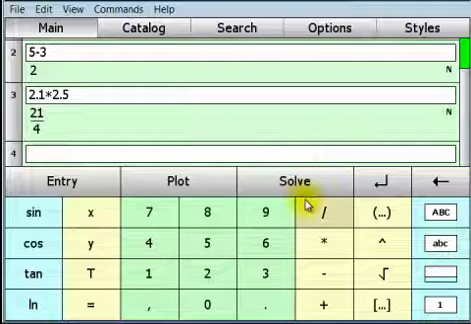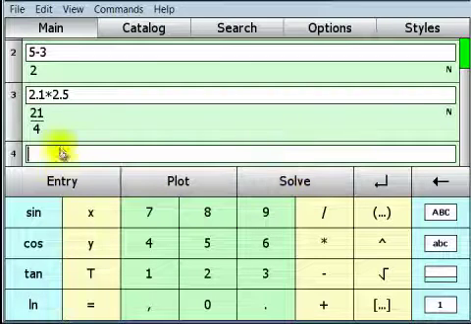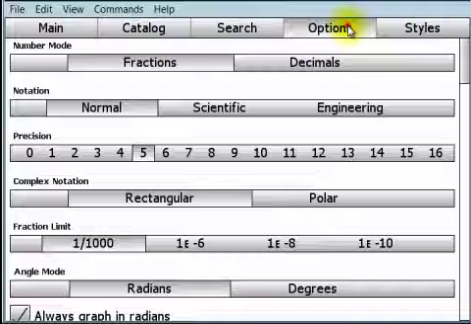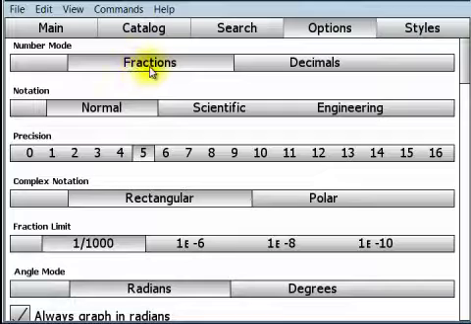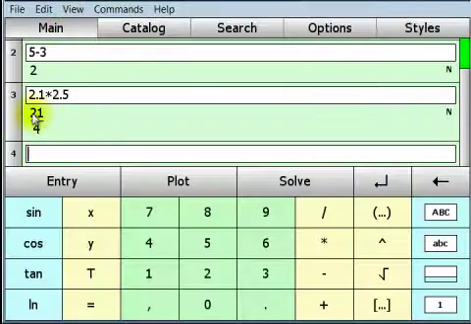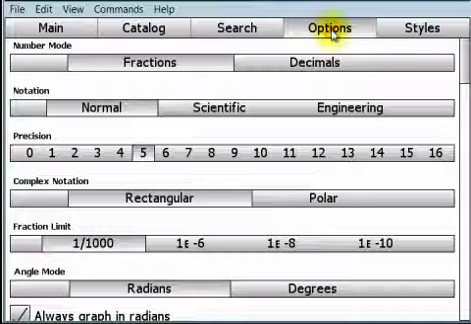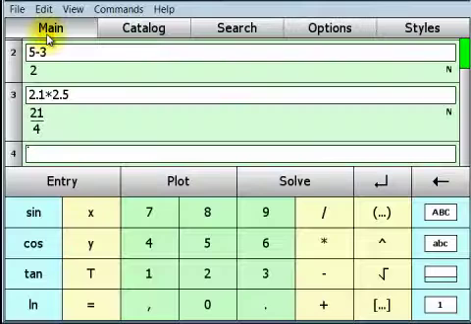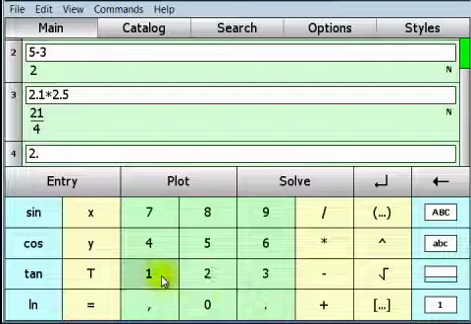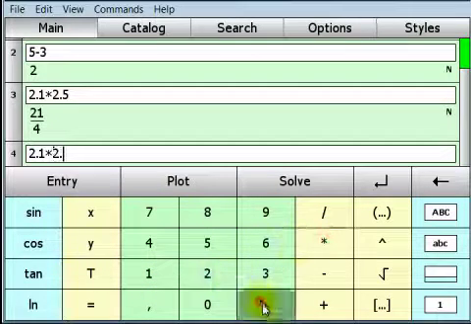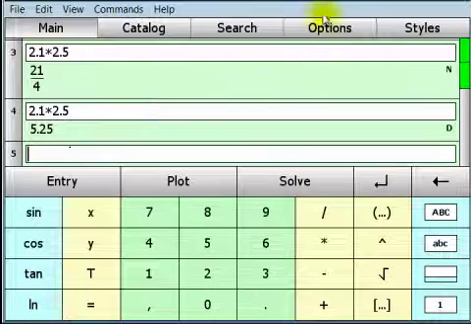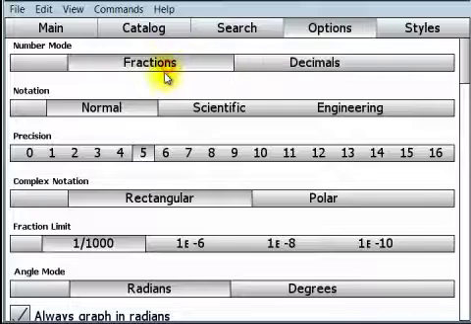Now, depending on whatever option you have set up, the view of the answer may look different. If you go to your options tab, I currently have it set up as fractions for my answers when it's available to give me a fraction. Hence the answer is a fraction. But if I go into the options menu and select decimals instead, go back to the main menu and redo the calculation, what you'll see is that the resulting answer is indeed in decimal form. Let's go ahead and turn it back to fraction form for the next example.